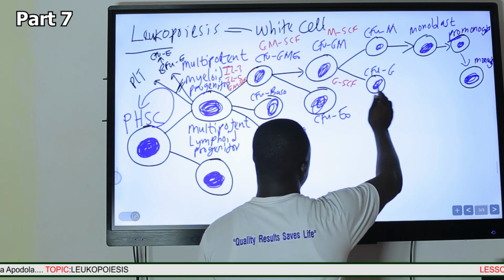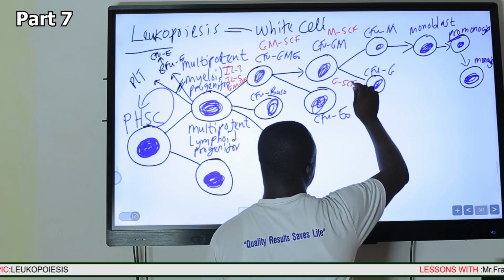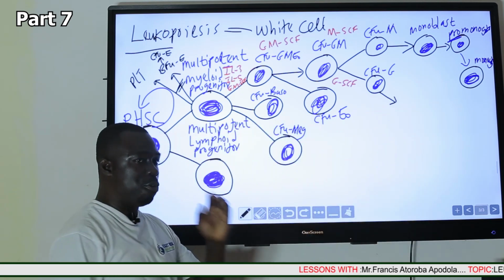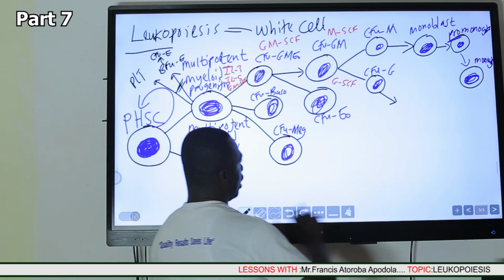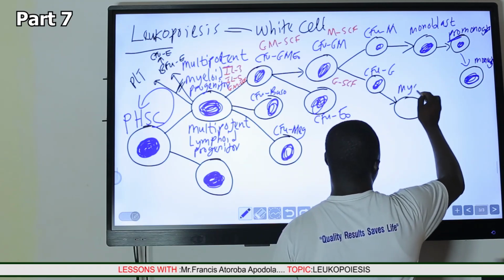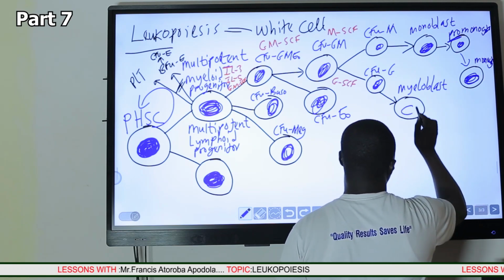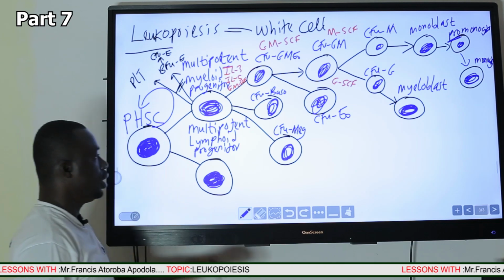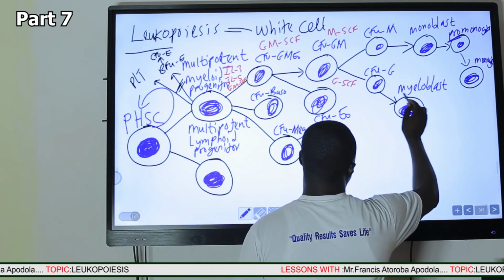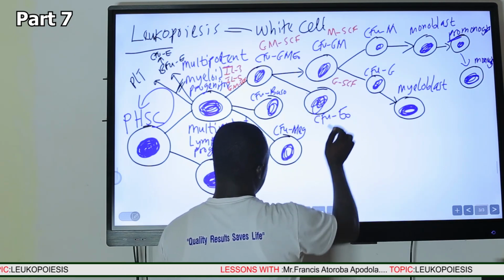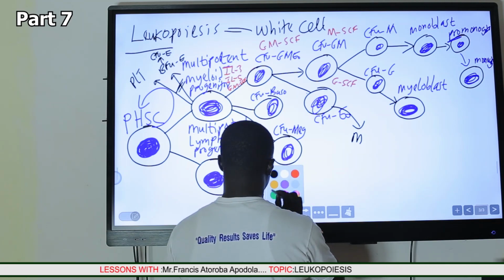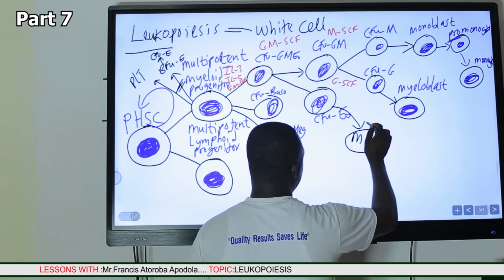Now, let's continue in this lineage under the influence of the granulocyte stem cell stimulatory factor. This one will undergo differentiation and proliferation to form the first precursor cell in granulocytes. This first precursor cell is called the myeloblast. And this myeloblast technically is the same precursor cell, so the eosinophil colony forming unit will also give rise to the myeloblast. So here we have the myeloblast.